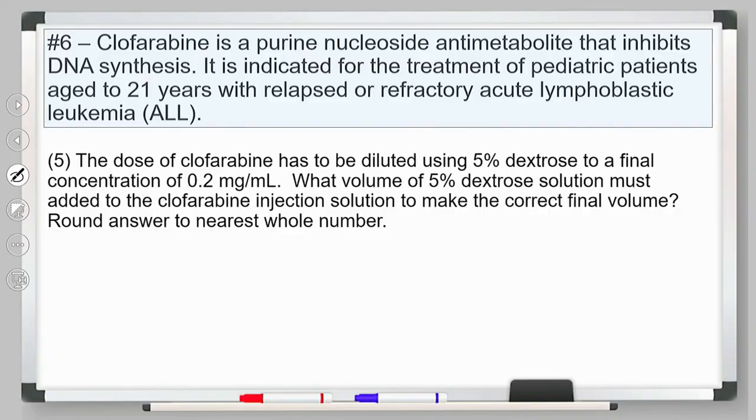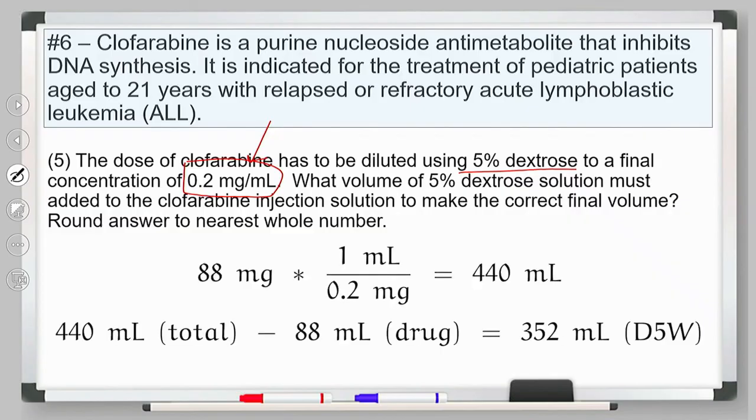It needs to be diluted using 5% dextrose, okay? To a concentration of 0.2 milligrams per mil. So if this is my target concentration, and I'm going to use dextrose, what volume of dextrose do I need? Well, it kind of depends on the amount of drug, right? So again, I have 88 milligrams, and I don't want any more than 0.2 milligrams per mil. So milligrams cancel, and 88 divided by 0.2 is 440 mils.